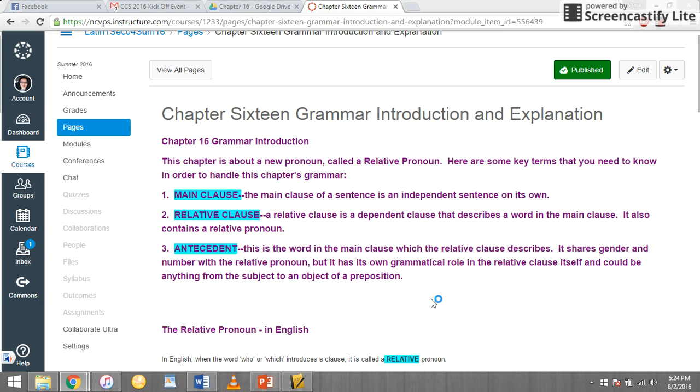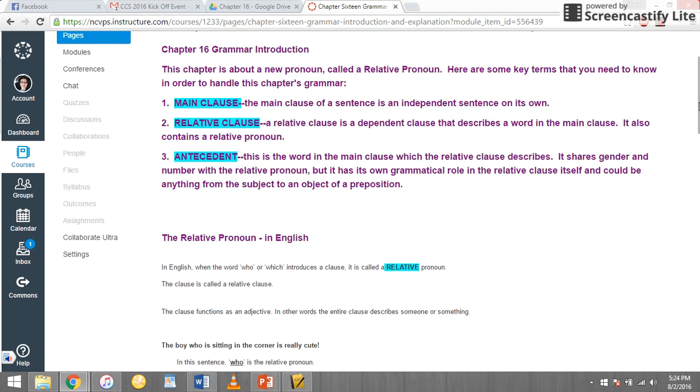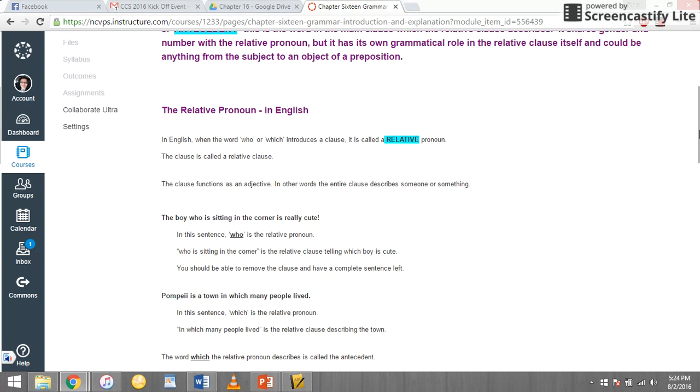The antecedent, which I know seems like a scary big word, but it's not, is simply the word in the main clause that the relative clause describes. It shares its gender and number with the relative pronoun, but it has its own grammatical job in the relative clause and could be anything a noun can do: subject, possession, direct object, etc. In English, when we talk about the relative pronoun, it's who or which.